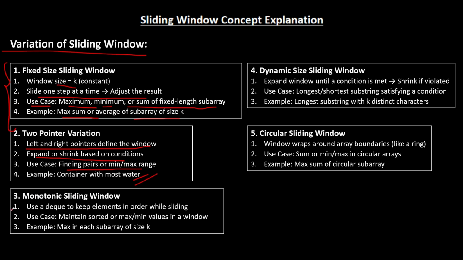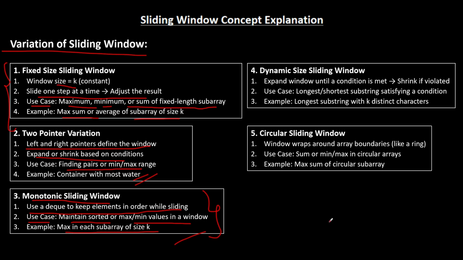The third variation will be the monotonic sliding window. We use a deque to keep elements in order while sliding. A deque, in a nutshell, is a data structure where we can push and pop from the back, and push or pop from the front. This is a deque. The use case could be to maintain sorted or maximum, minimum values in a window, like the maximum in each subarray of size k. Whenever you have to maintain sorted, maximum or minimum values in the window, we use a deque, and this is called the monotonic sliding window technique.